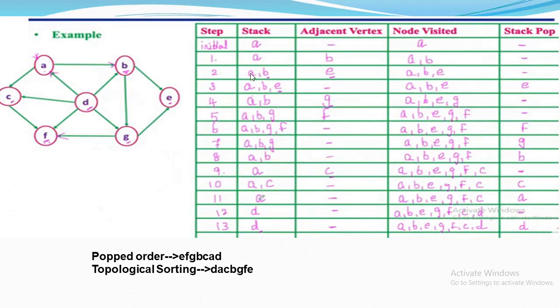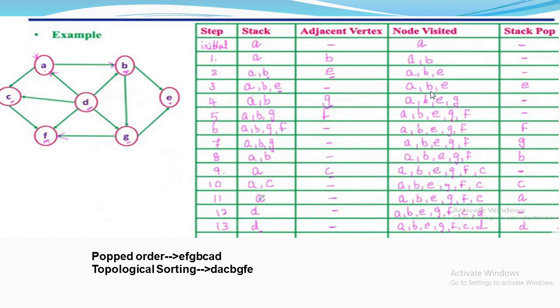Consider the example. This is the graph. Initially the stack is empty. First, A is the vertex, choosing any vertex. I visit node A. Next, adjacent to A is B, so we visit A, B. Again adjacent of B is E, so we visit E. Is there any adjacent to E? No, it is a dead end. So we remove E from the stack, we pop the E value. So the stack is E, A, B only.